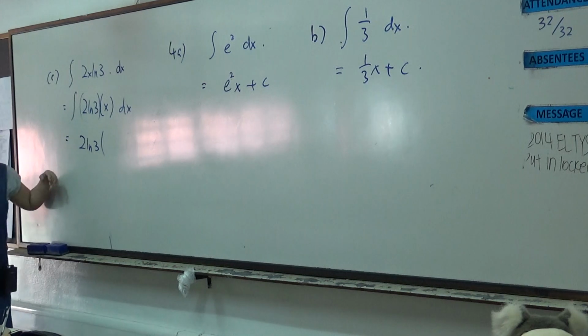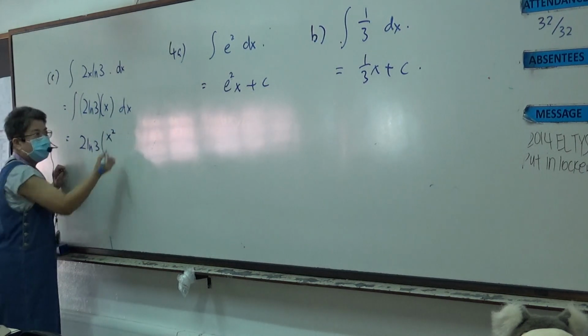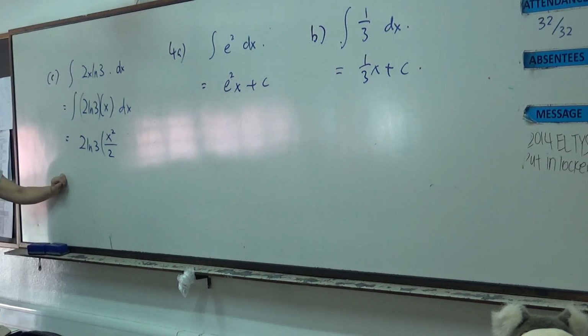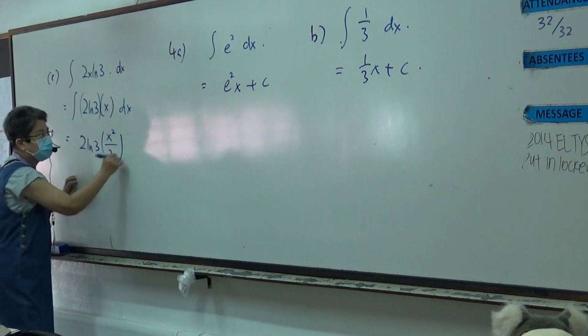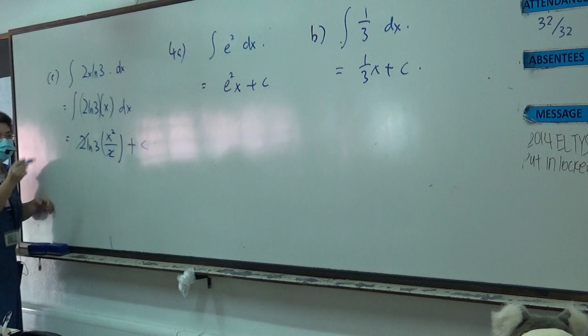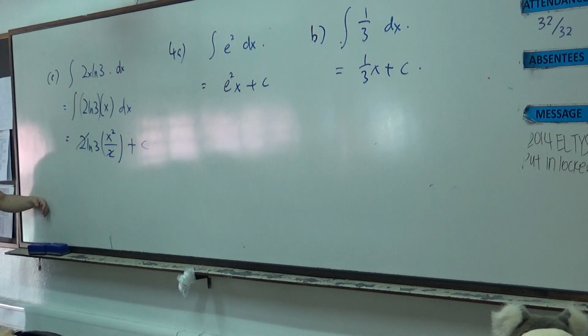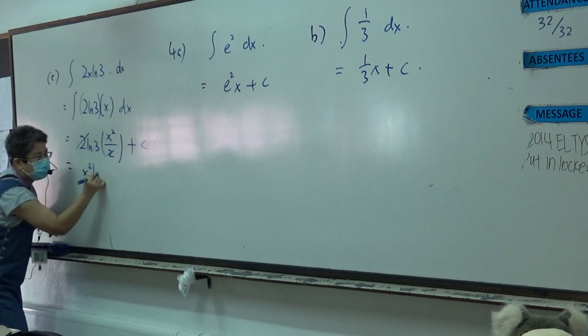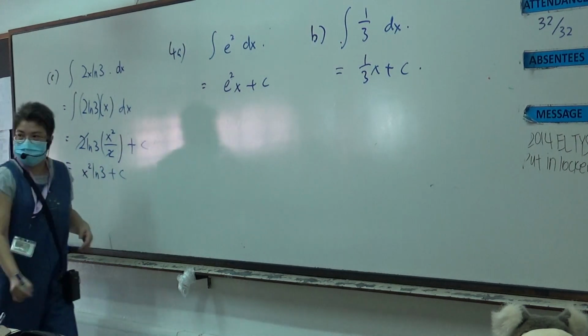Okay, so when I integrate, it will be the constant. What will happen to this? x squared over 2, right? What is divided by a half? Divided by the power, right? Then I must plus what? Plus C. Now, can you see that this thing cancels off? So this is actually x squared ln 3 plus C.